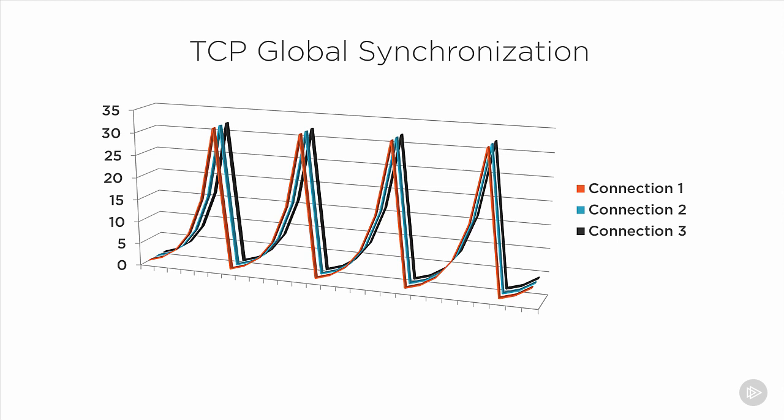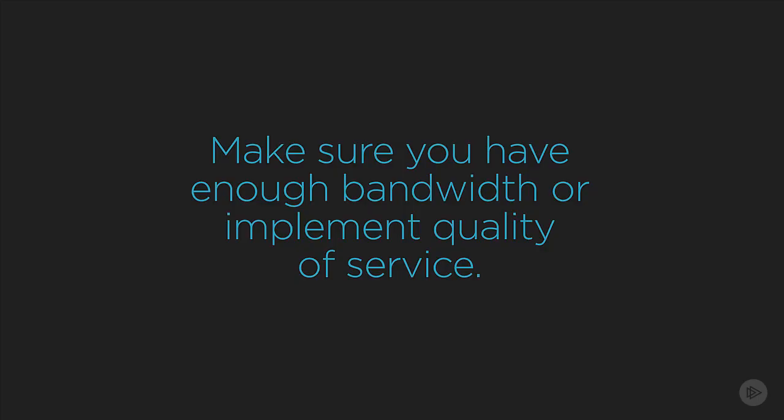This is a problem because, as you can see from looking at the graph, the full bandwidth is not getting utilized except for a very short time at the peaks just before everything drops. By the way, what is the solution to this? Well, frankly, it's to make sure you have enough bandwidth. If that's not possible, then you'll have to implement a quality of service tool such as shaping or queuing.